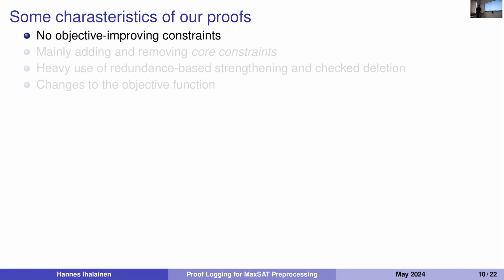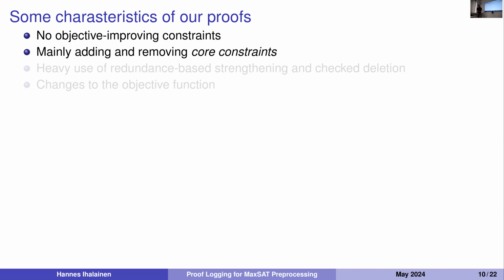So some characteristics of how this is somewhat different from other proof logging things we have seen. If we compare to proving optimality, now we can't add any objective improving constraints, even though our preprocessor can find a solution of the instance, because that would break equi-optimality. So we need to actually come up with some different techniques of proving things that are also done in MaxSAT solvers, because we can't have these objective improving constraints.